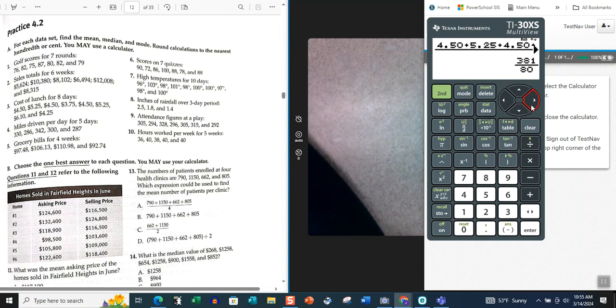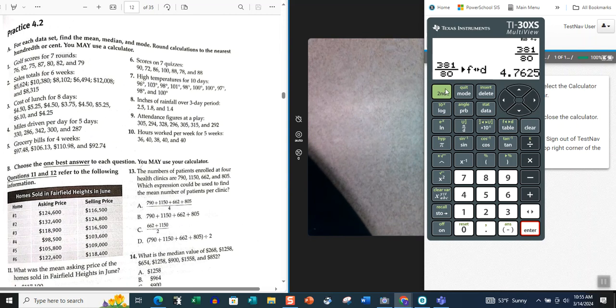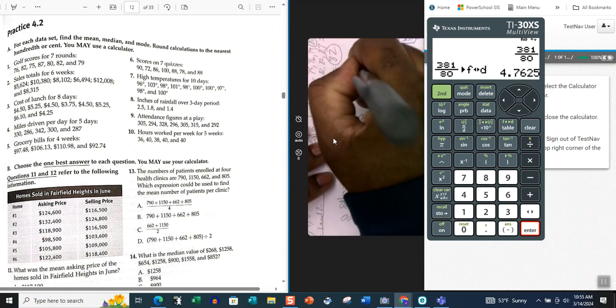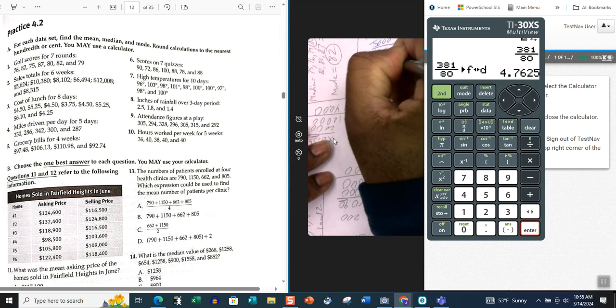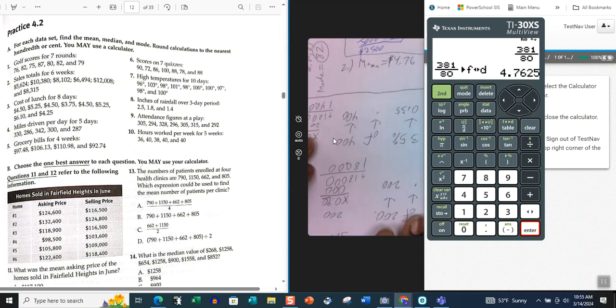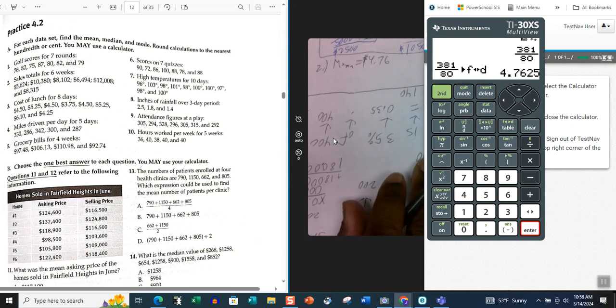That's interesting. All right, let me do that again. Second table, enter. Okay, I don't know what happened, but it just gave me the 381 over 80 for some reason. But it should be 4.76. So it's $4.76. That would be your mean. So number 3, the mean is $4.76, because we know we only go 2 decimal places with our money system.